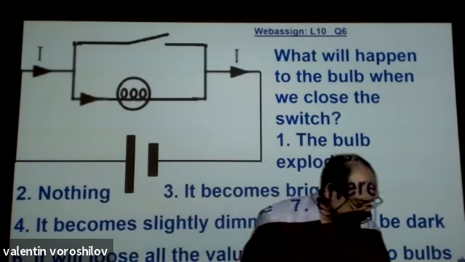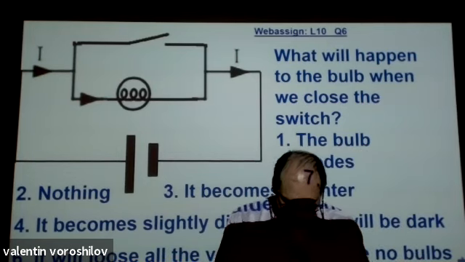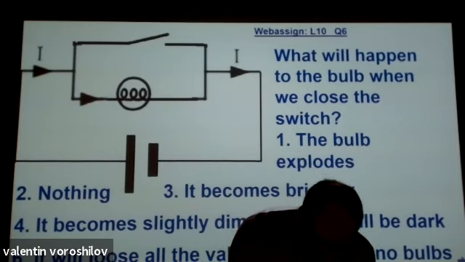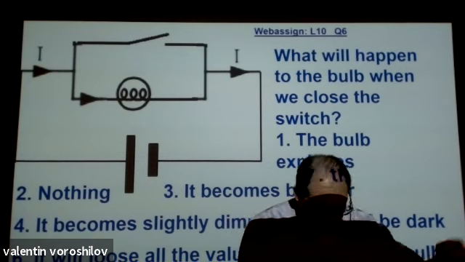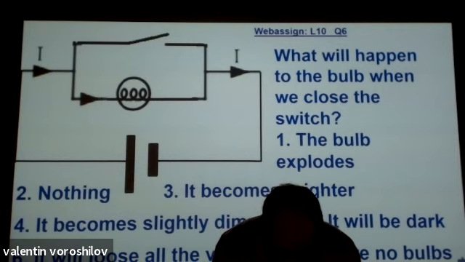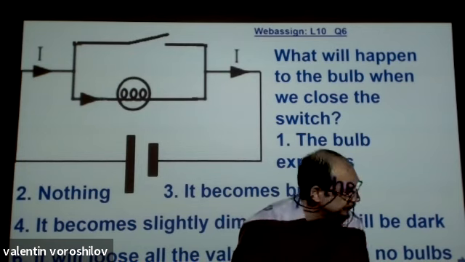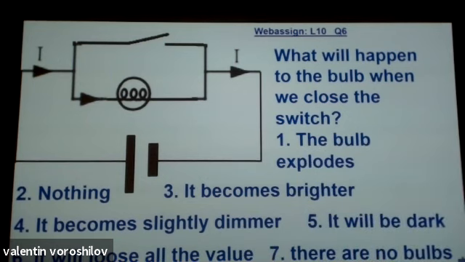Now I need a switch. Well, for the switch, I could use just a wire. This switch, this wire, will be connected to the bulb parallel to it, like this. And what's going to happen?